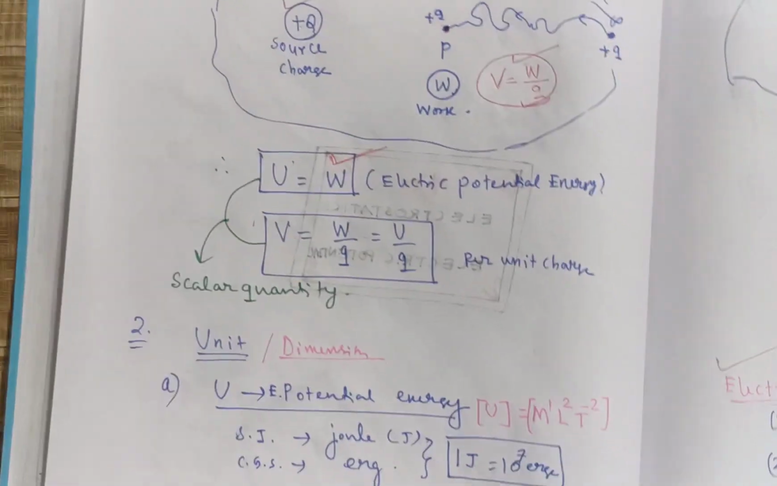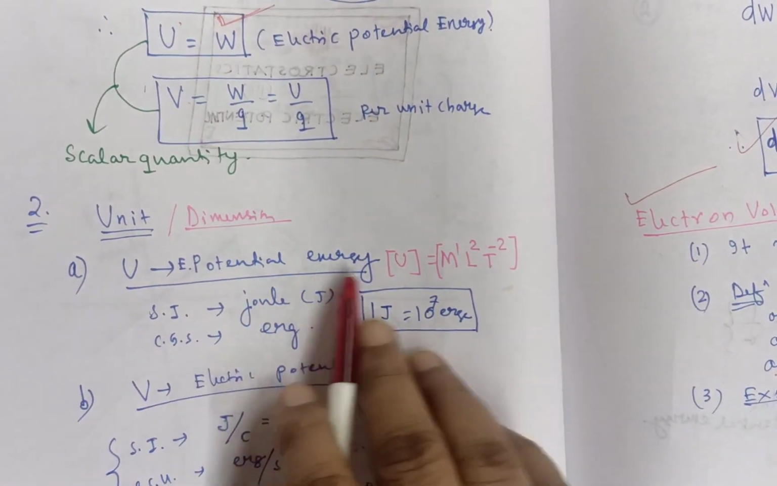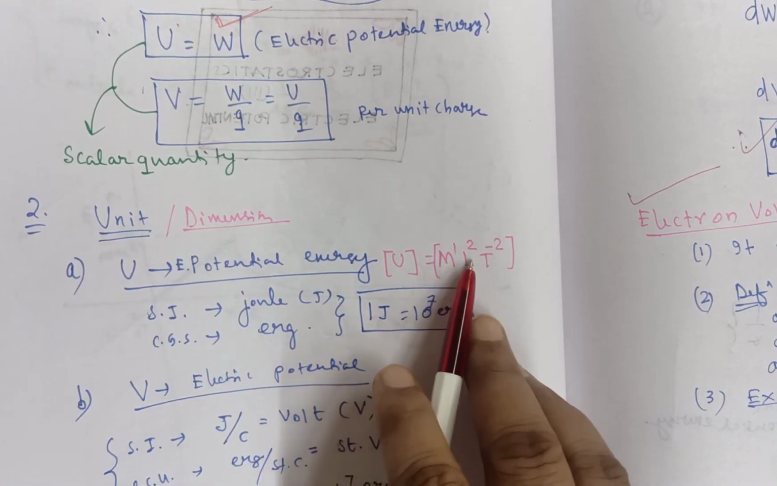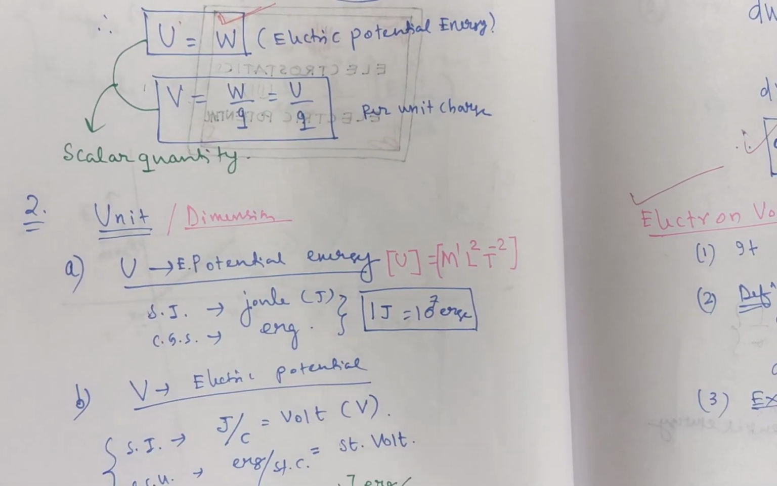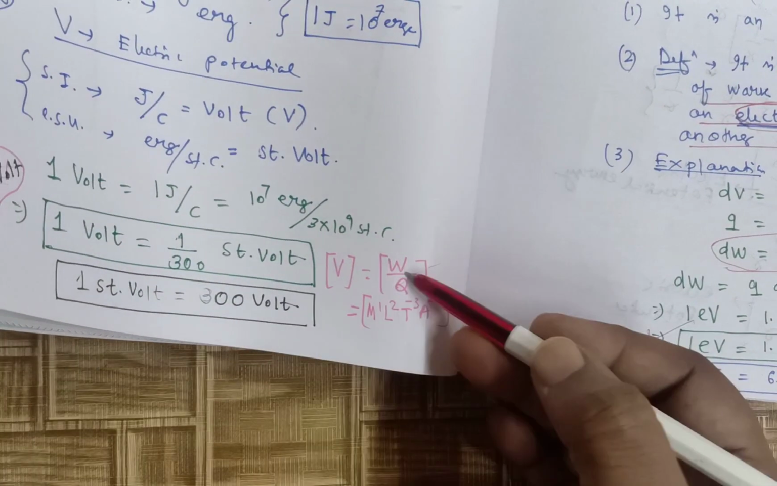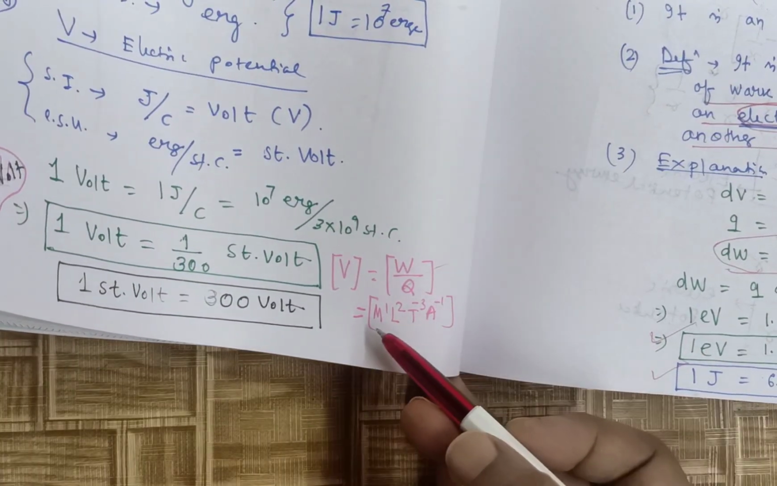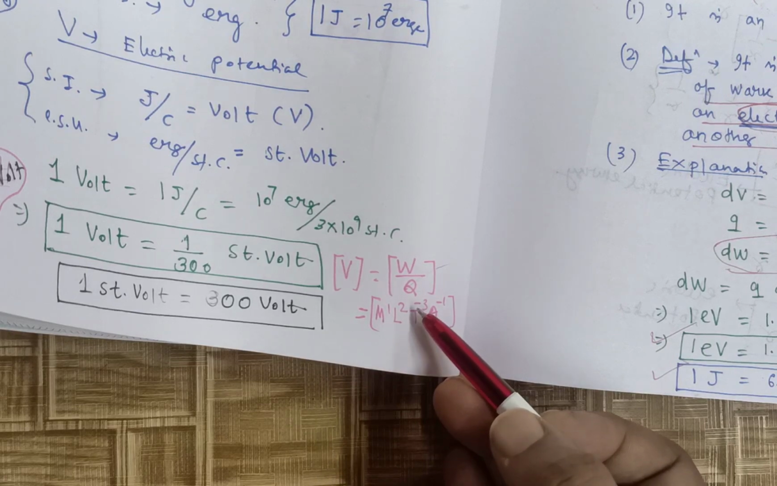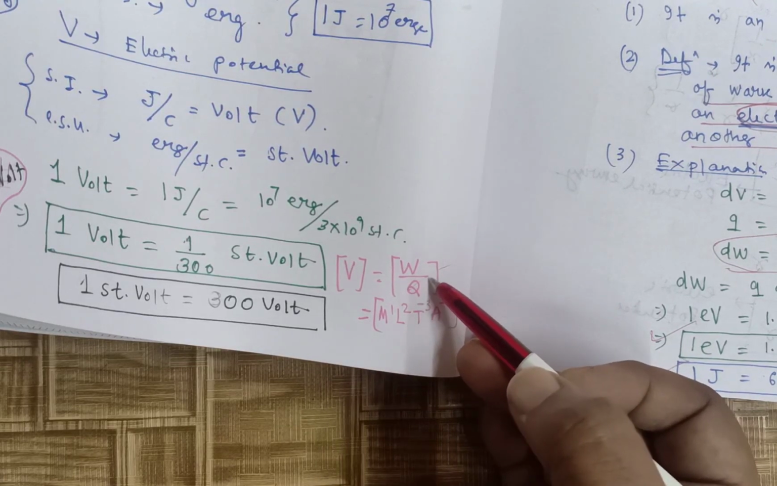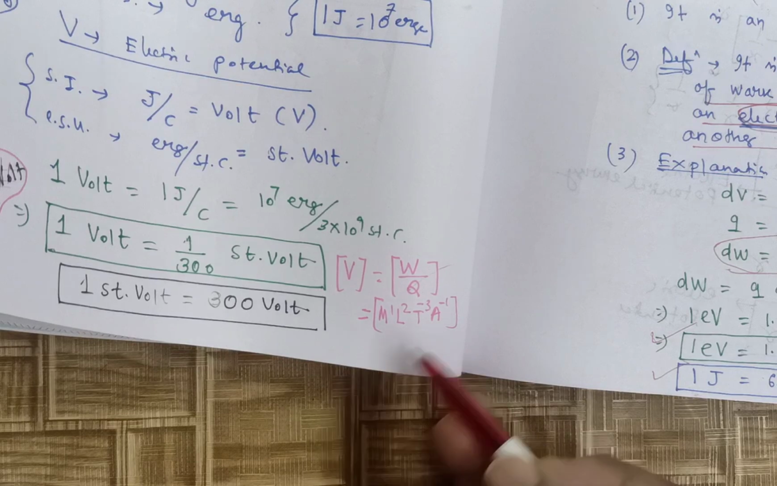Similarly, dimensionally there is no problem for you. Potential energy dimension is M1 L2 T to the power minus 2. And for electric potential, while calculating the dimension, use the formula W by Q. For W put M1 L2 T to the power minus 2. For charge you put A1 T1, then you can check it.